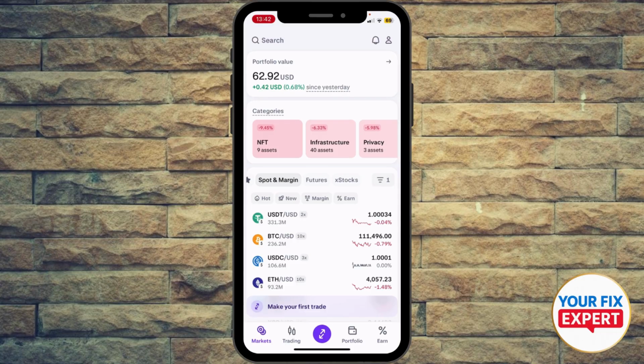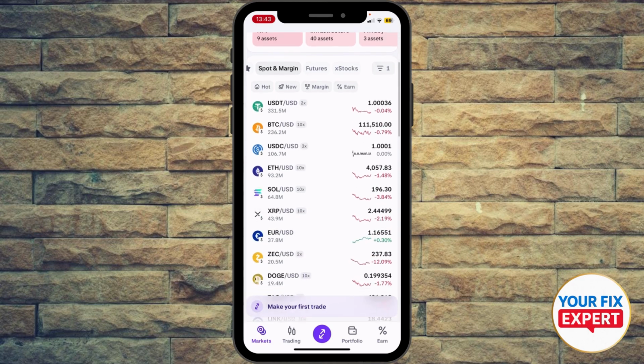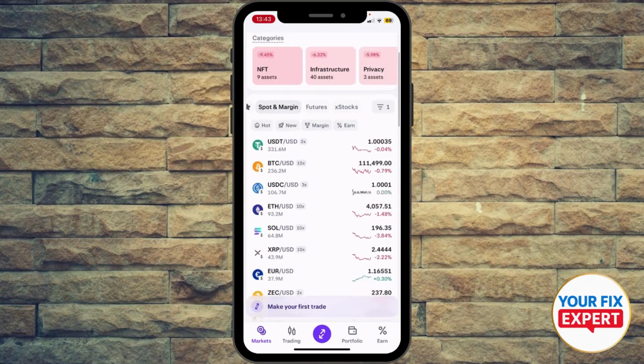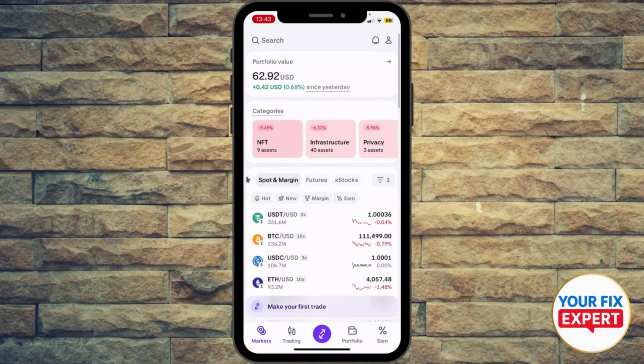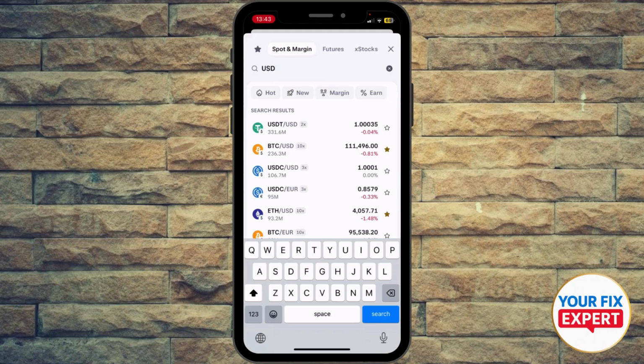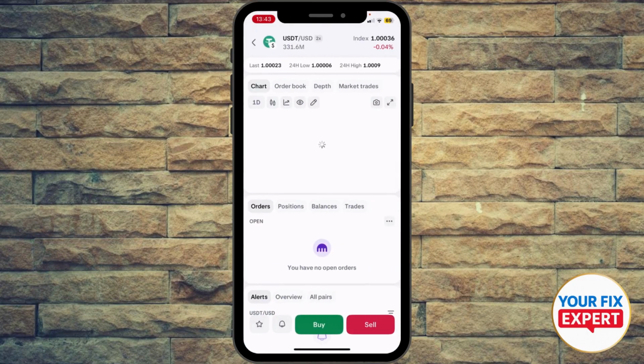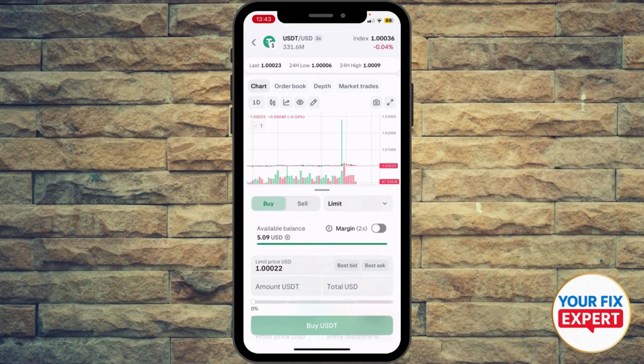After you funded your account, navigate to the trade section right here on your screen and select the USDT trading pair. Okay, if you didn't find it, you could just type USD or USDT. Yeah, right here, USDT, USD. All right, choose your order type, market for instant purchases, after you hit buy or sell.